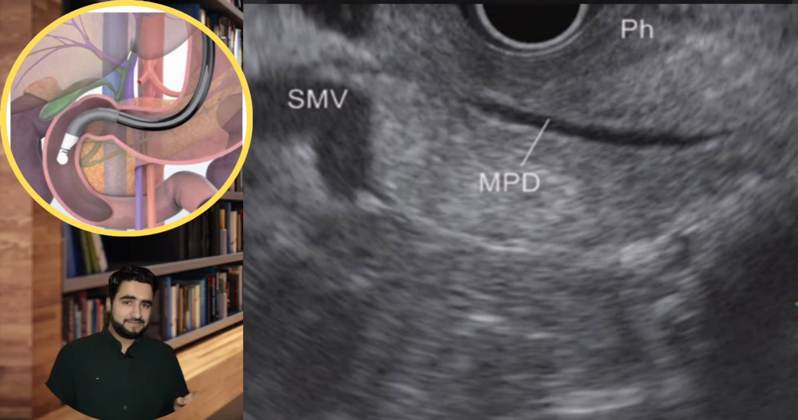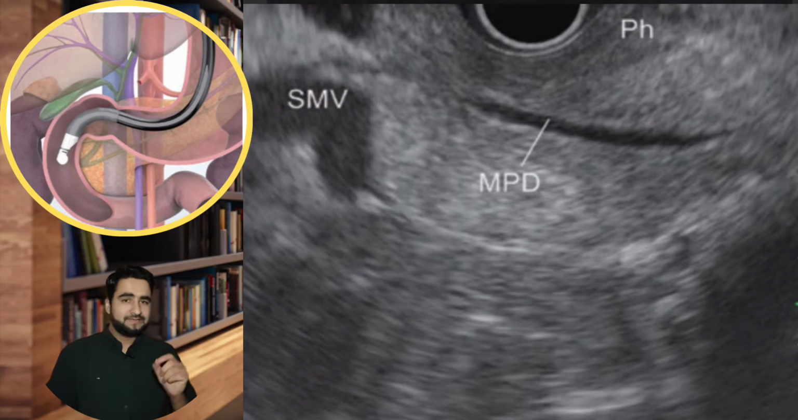Here in the image, you can also appreciate superior mesenteric vein in the view of tip beam. That's why the anechoic structure you see on the extreme left of your EUS image is actually superior mesenteric vein. Now you have visualized pancreatic duct.